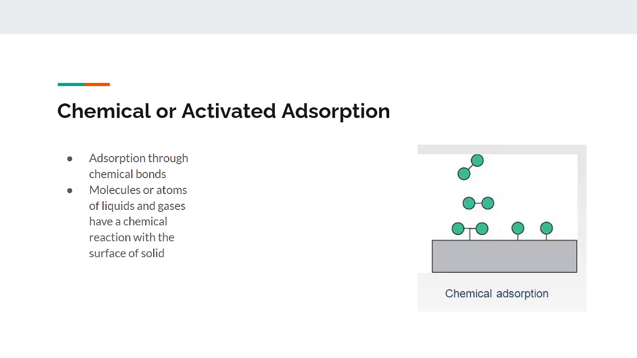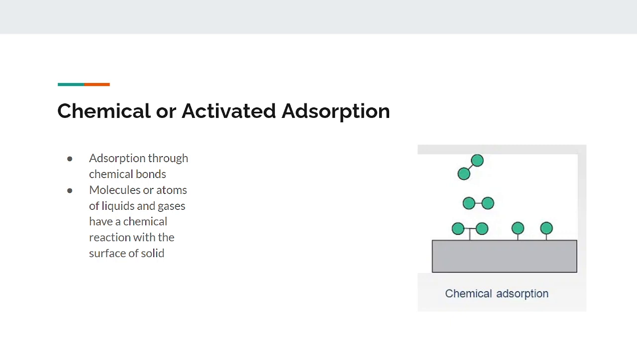Chemical adsorption is a process in which molecules or atoms from a gas or liquid are attracted and adhere to the surface of a solid substance through chemical bonds. So, physical adsorption is using those weak non-covalent forces, while these are more of chemical bonds, chemical reactions.